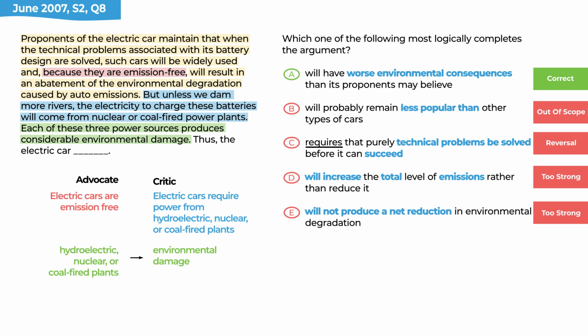Whether or not the proponents of the electric car are right depends on the environmental damage produced by the power plants. If that damage is greater than anything that we save or benefit from using emission-free vehicles, then the proponents are wrong. Whereas if it's less than the damage caused by those emissions, then the proponents are right.